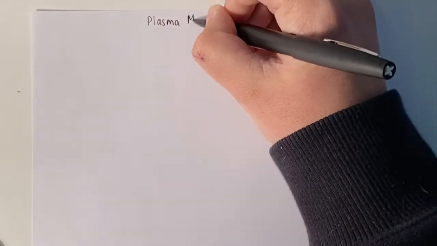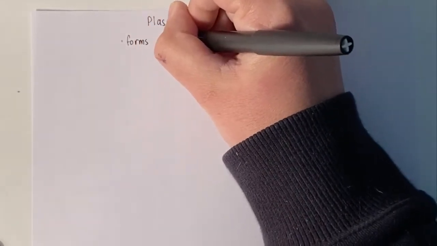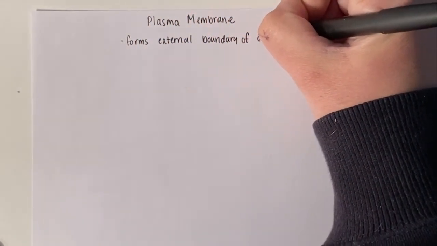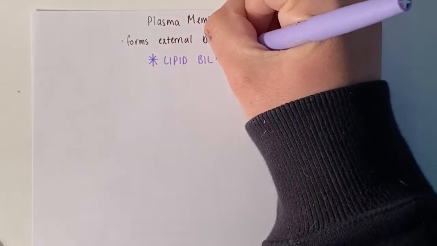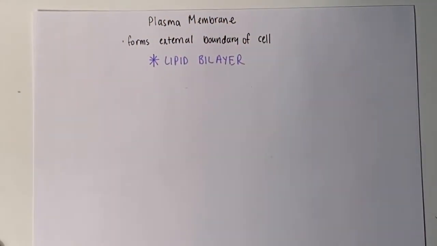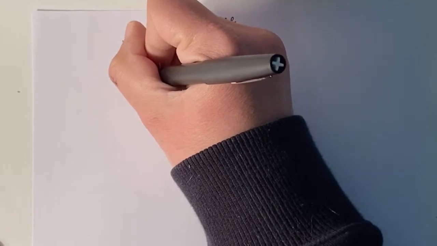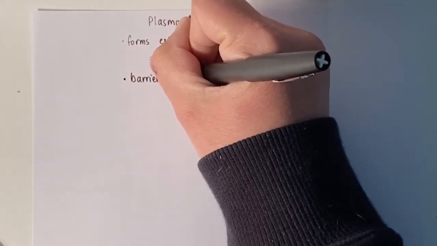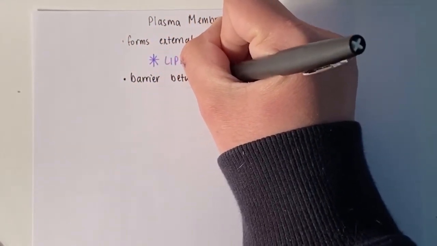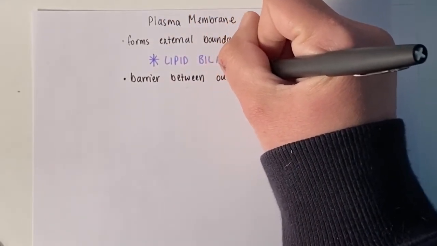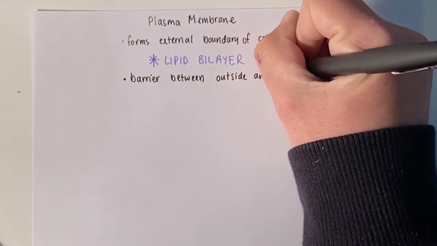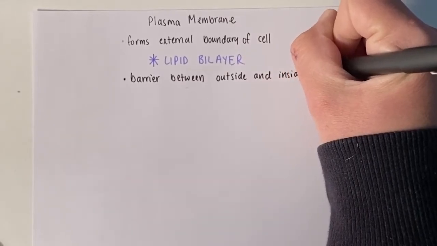The plasma membrane is a membrane of lipids and proteins that forms the external boundary of a cell. It is also called the lipid bilayer. It is called this because it is made up of two opposed layers of phospholipids. Its purpose is to keep a barrier between the inside of the cell and the outside. It achieves its function because of its structural components.